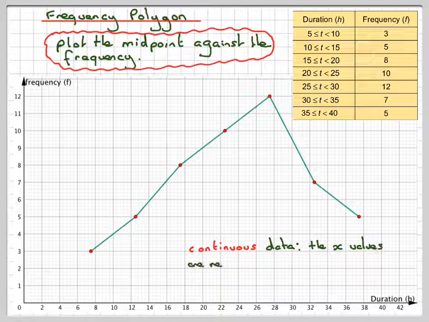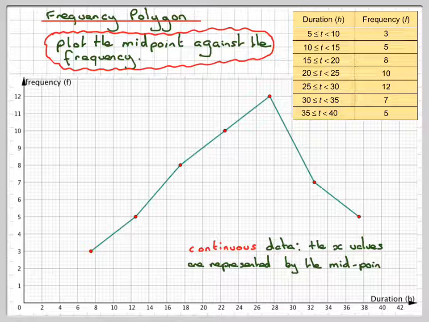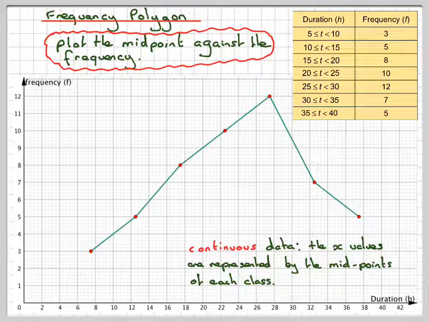So this has been one last thing. This is continuous data because our time is on a continuous scale. So the x values are represented by the midpoints of each class.